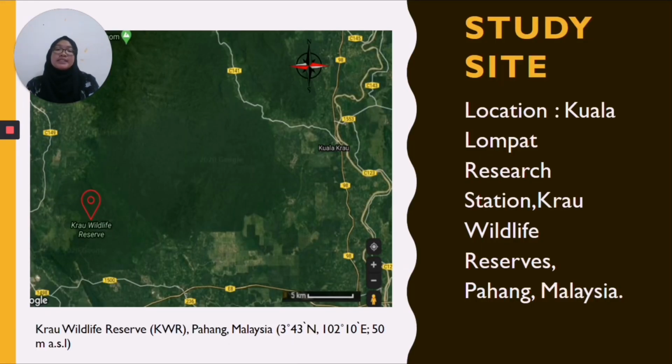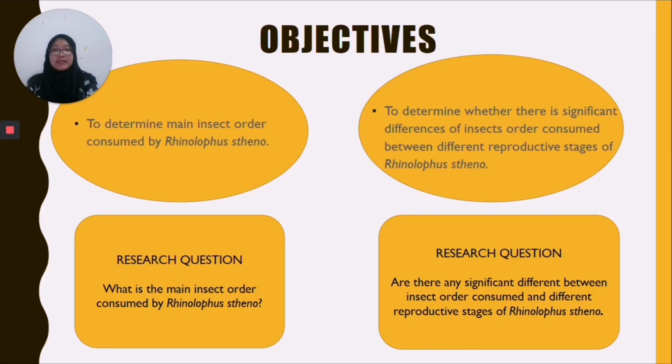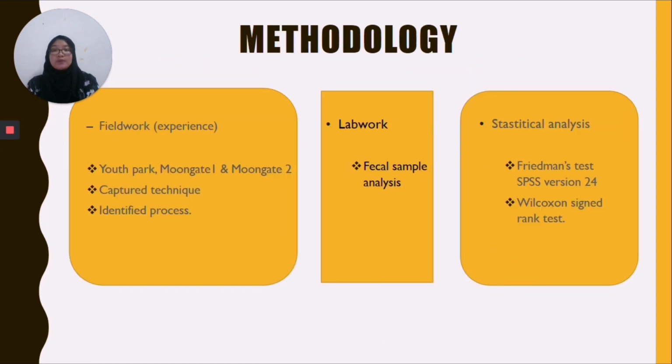The location of my study site is at Kuala Lompat Research Station, Krau Wildlife Reserve, Pahang, Malaysia. For your information, I did not do sampling at this location, but I obtained the fecal sample from Krau Wildlife Reserve, Pahang, Malaysia. The objective of my study is to determine the main insect order consumed by Rhinolophus stheno, and I also want to know whether there is a significant difference of insect order consumed between different reproductive stages, like lactating, pregnant and post-lactating, of Rhinolophus stheno.